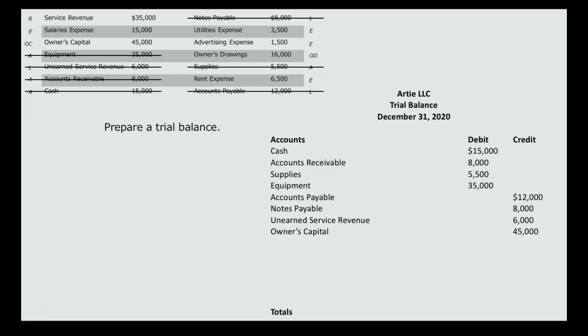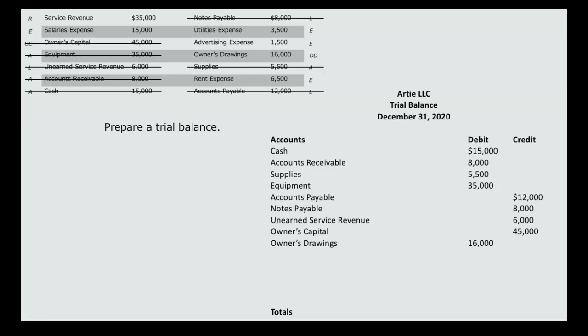Then after owner's capital comes our owner's drawings. Owner's drawings, we see that we have a balance of $16,000. Again, drawings along with assets and expenses are debits. So we'll list out our owner's drawings and the $16,000 balance under the debit column. So we have our capital and we have our drawings listed out here.